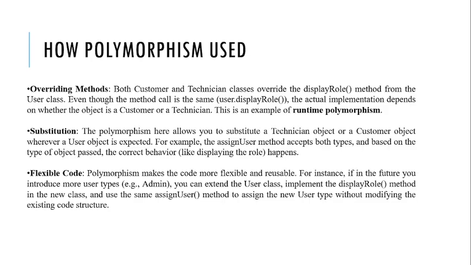Flexibility of the code: polymorphism makes the code more flexible and reusable. For instance, if in the future you introduce more user types, you can extend the user class, implement the display role method in the new class, and use the same assign user method to assign the new user type without modifying the existing code structure.